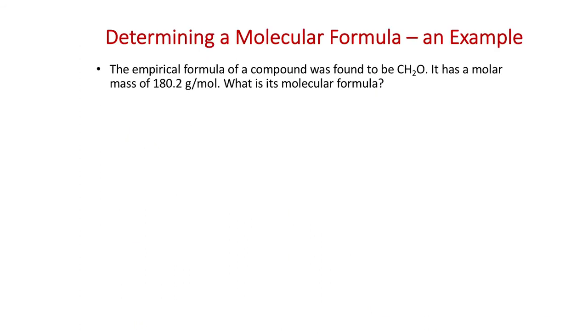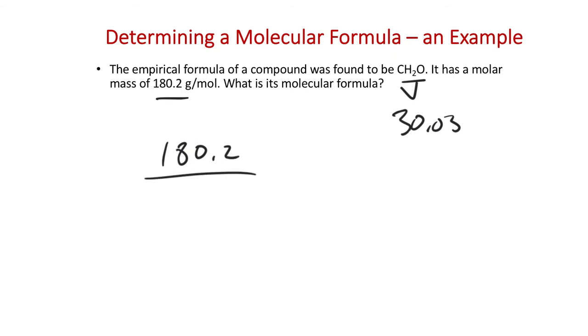So another example here would be the CH2O example. We kind of looked at this previously last lecture where we determined this empirical mass was about 30. So it's 12.01 plus 1.008 plus 16.00. So that's 30.03. And if you know the molecular formula mass is 180.2, so you're just taking the molecular weight, dividing it by the empirical formula weight, and we get that this would be equal to 6.